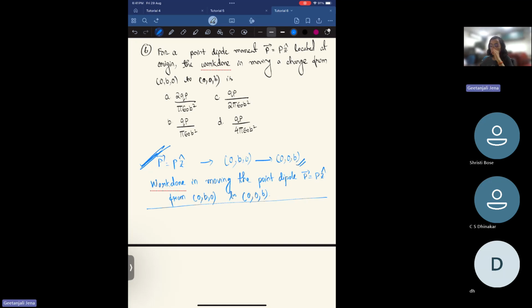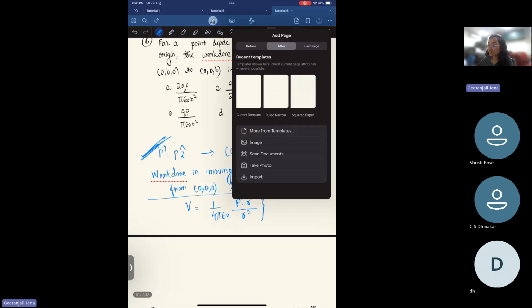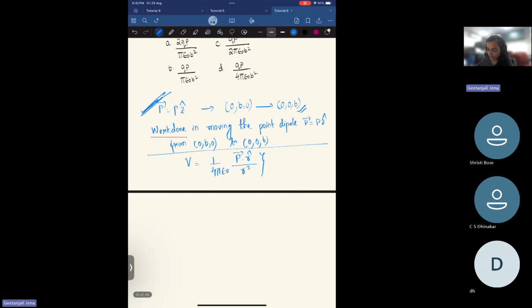Okay, let me solve it. If you recall the potential associated with a point dipole, you can write it as 1 by 4 pi epsilon naught, P dot R cap by R square. This is the dipole potential. You are given P, and R is also given. Let us see which of the options is correct.